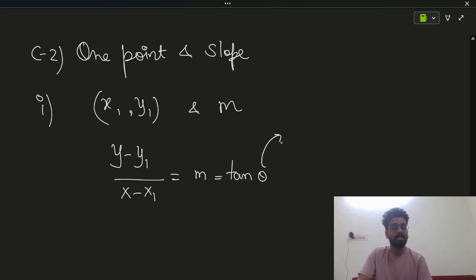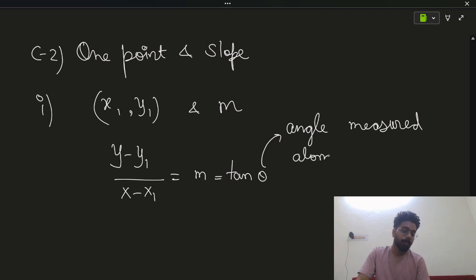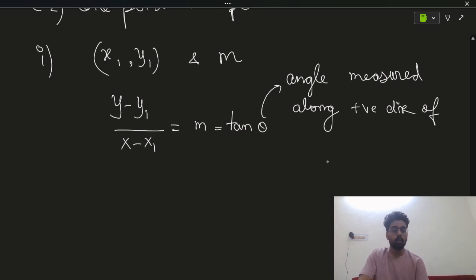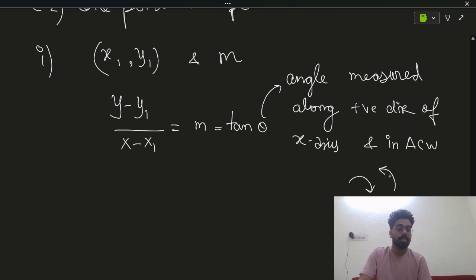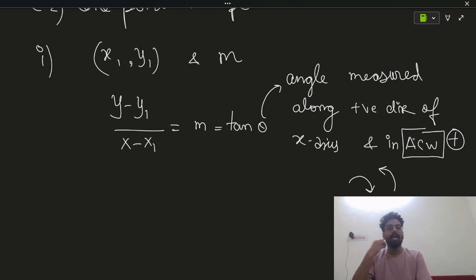If you do not know what theta is, it's the angle measured along the positive direction of the x-axis. Those who do not know, I will explain what is the meaning of positive direction of x-axis, and in the anti-clockwise direction, meaning clockwise is this, anti-clockwise is this. Okay, anti-clockwise is considered as positive. It's not a convention, there is a logic behind it. Now if you are interested to know what is the logic behind anti-clockwise being considered as positive, let me know in the comment box. I will make a separate video.